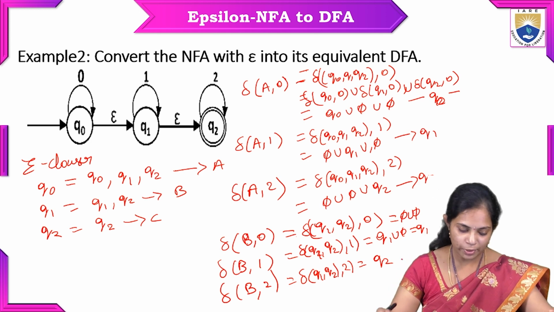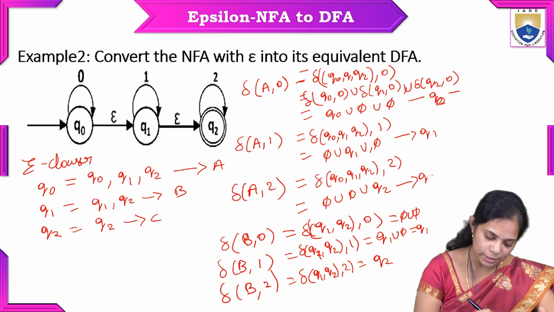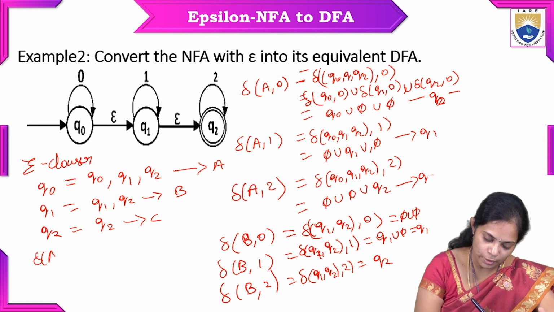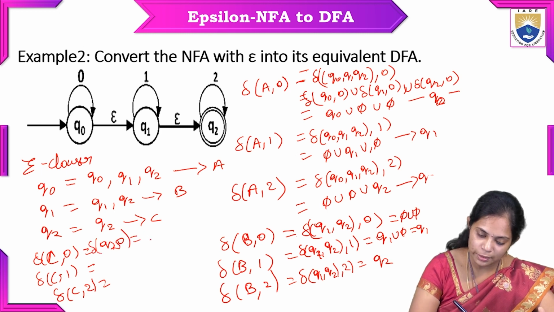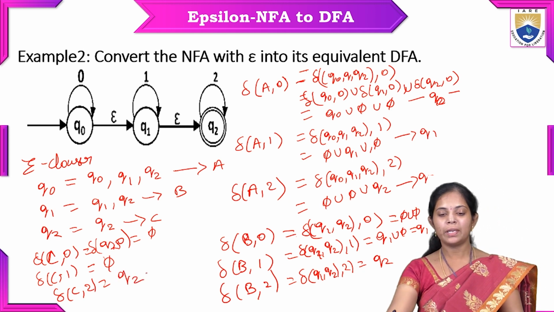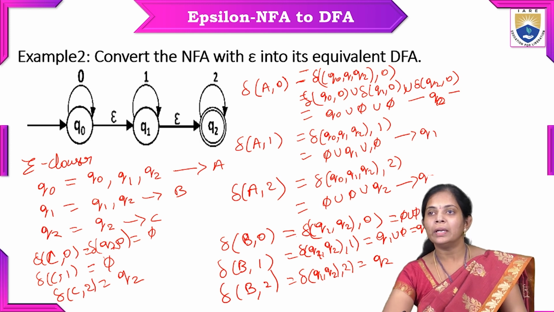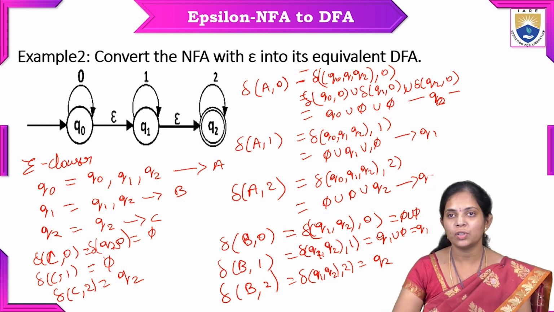So like this, we have to find for the state C also: transition of C comma 0, transition of C comma 1, and transition of C comma 2. For this, transition of Q2 comma 0 is phi, and finally this is also phi, and here Q2 comma 2 is Q2. So like this, we can convert this epsilon NFA to DFA in the transition diagram.